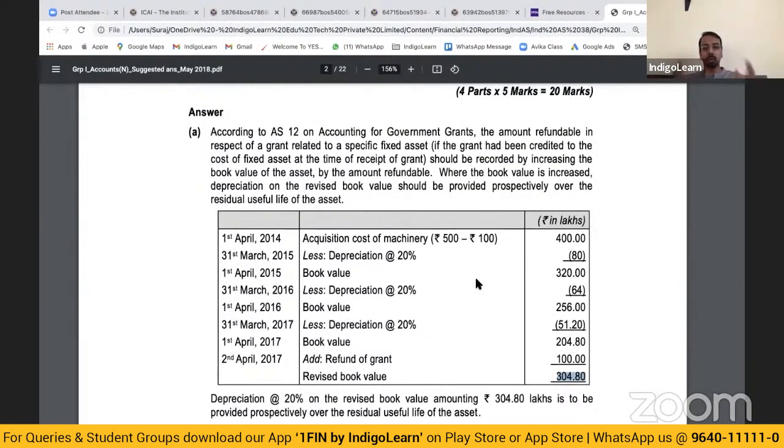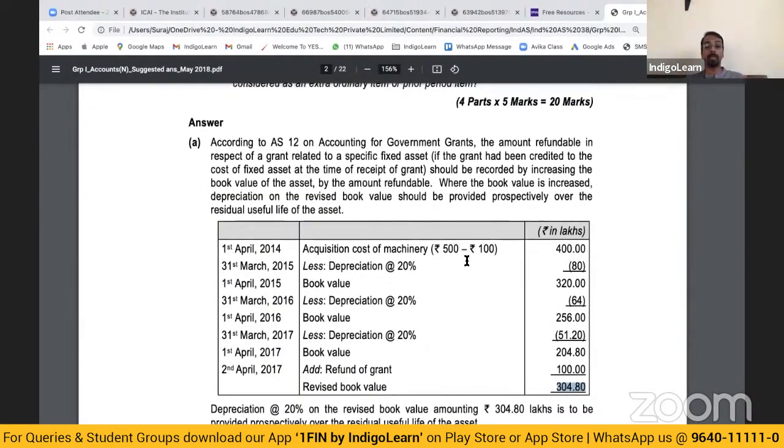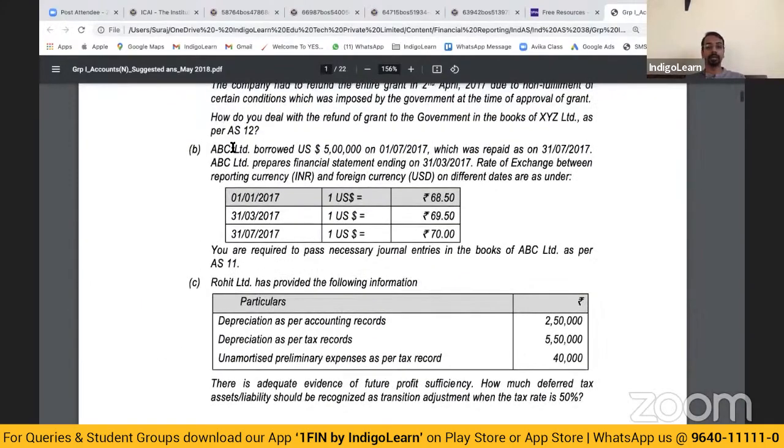Now, this concept and there is a straightforward 5 marks just given to you on the platter. Nothing complicated. Okay. Then ABC Limited borrowed 500,000 on 1st July of 17, which was repaid on 31st July of 17. So 1 month. ABC prepares its financial statement on 31st March 17. No. So this is not July. This is 1st January. Oh, okay.